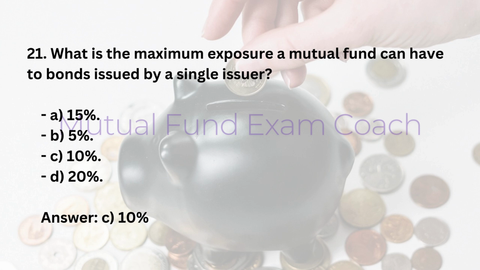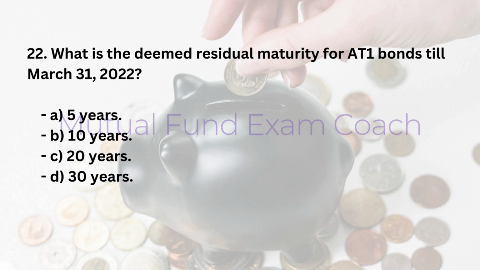22. What is the deemed residual maturity for AT1 bonds till March 31, 2022? A. 5 years. B. 10 years. C. 20 years. D. 30 years. Answer: B. 10 years.